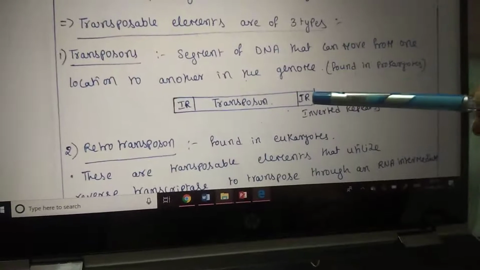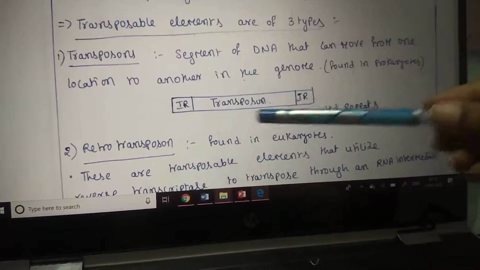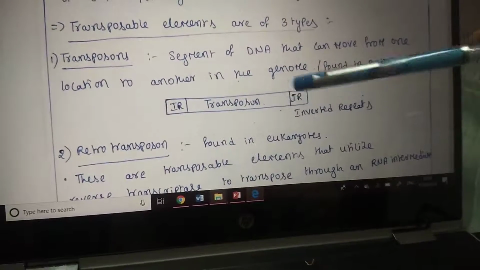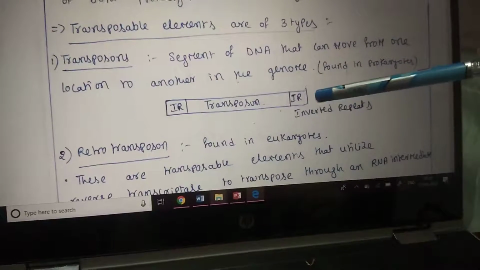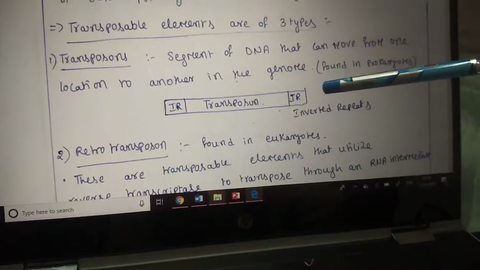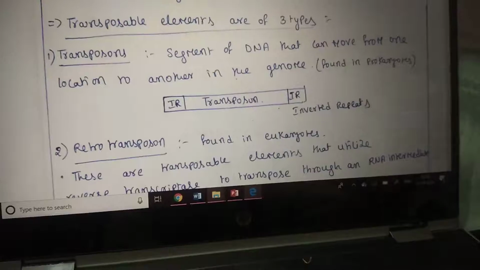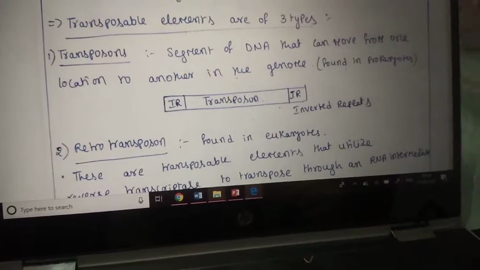So transposon is flanked by inverted repeats, so it is simple in structure. Transposon is flanked at both ends by inverted repeats, and this is mostly found in prokaryotes, and it moves from one place to another within a genome.